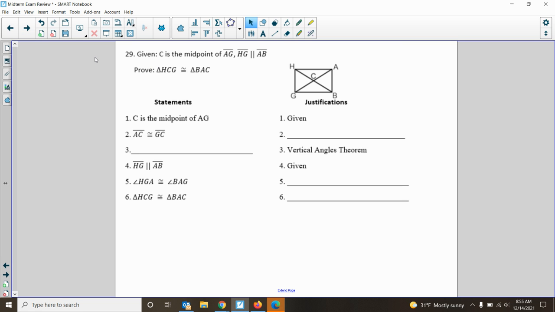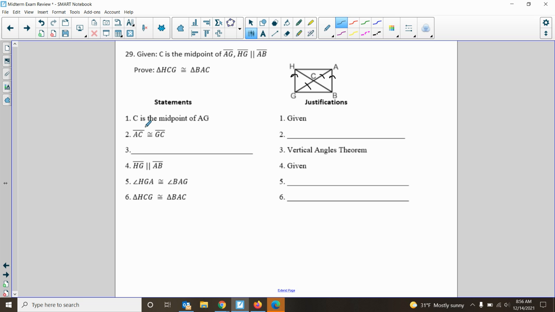Here's number 29. C is the midpoint of AG. So let's go ahead and sketch that on the picture. What's going to happen here? C is the midpoint of AG. That means that CG and AC are going to be congruent. And we're also told that HG and AB are parallel. Okay, so I'm thinking maybe alternate interiors or something like that. We're trying to prove that this triangle on the left is congruent to this triangle on the right.